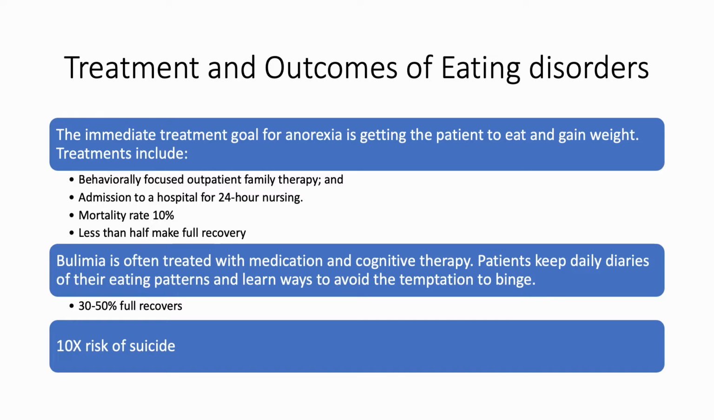Bulimia is often treated with medications and cognitive therapy, and the patients keep daily diaries of their eating patterns and learn ways to avoid the temptation to binge. About 30 to 50% of these people have full recoveries. And you need to know that there is a 10 times greater risk of suicide.